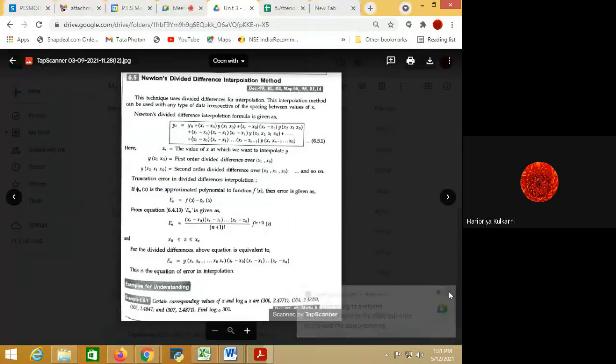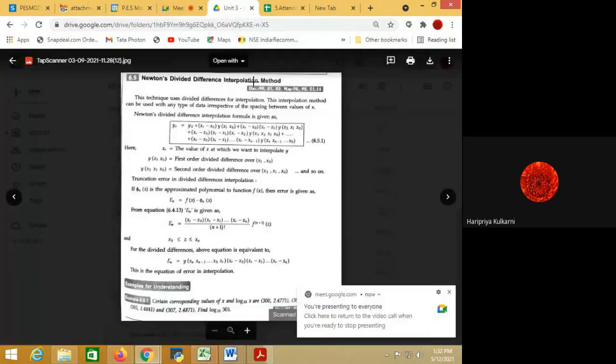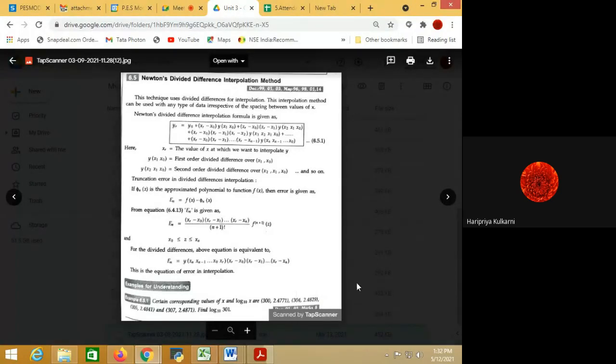Good afternoon, everyone. Today we are going to study Newton's divided difference interpolation method. So let us see its formula.